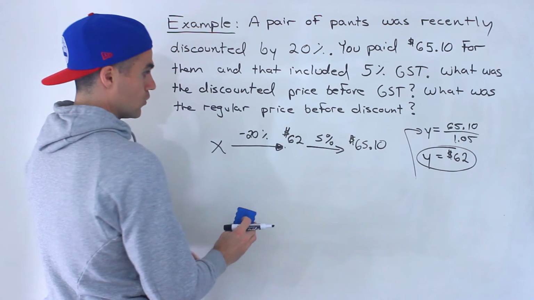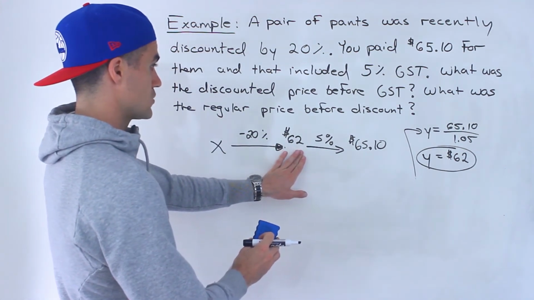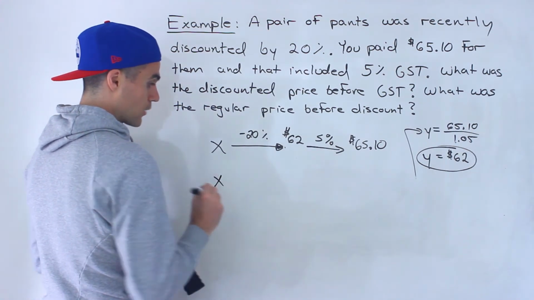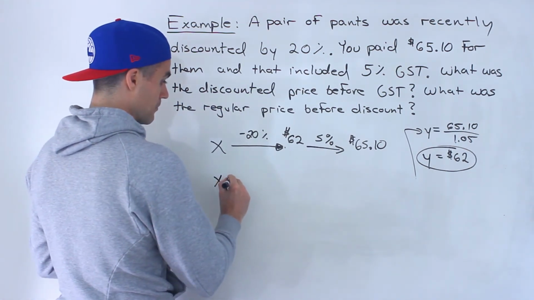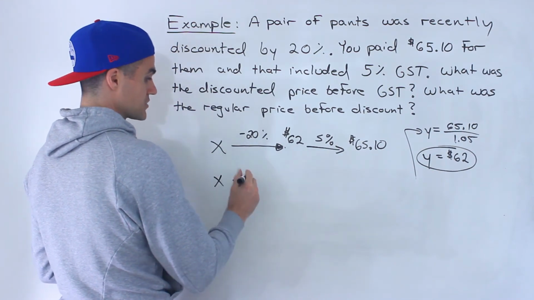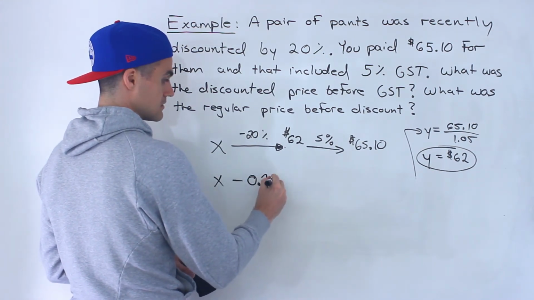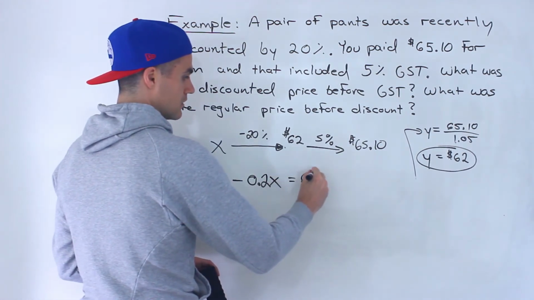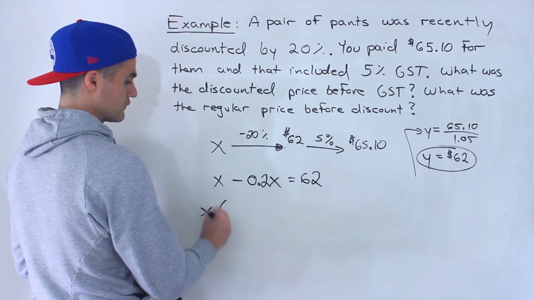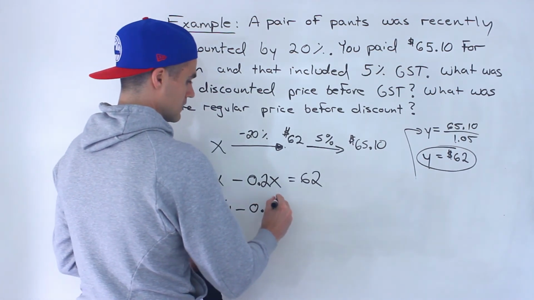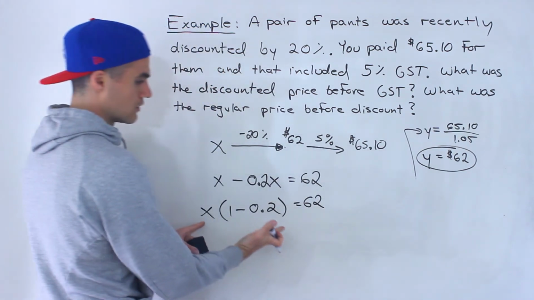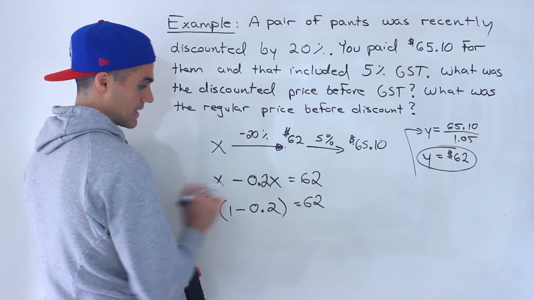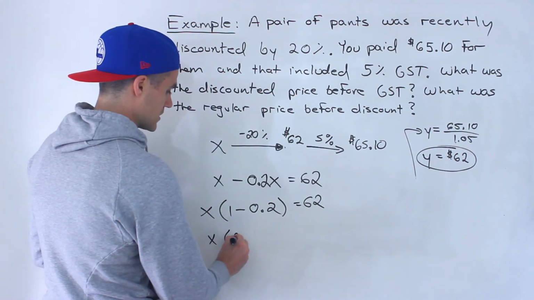Now, this is the discounted price. So what was the regular price? We had a regular price of X, but then we discounted it by 20%. If we take 20% of X and subtract it from that price, we end up with 62. Same thing, we can factor out an X. Notice it's the exact same format as before, except there's a minus because we're discounting: 1 minus the discount percentage. This ends up being 0.8.